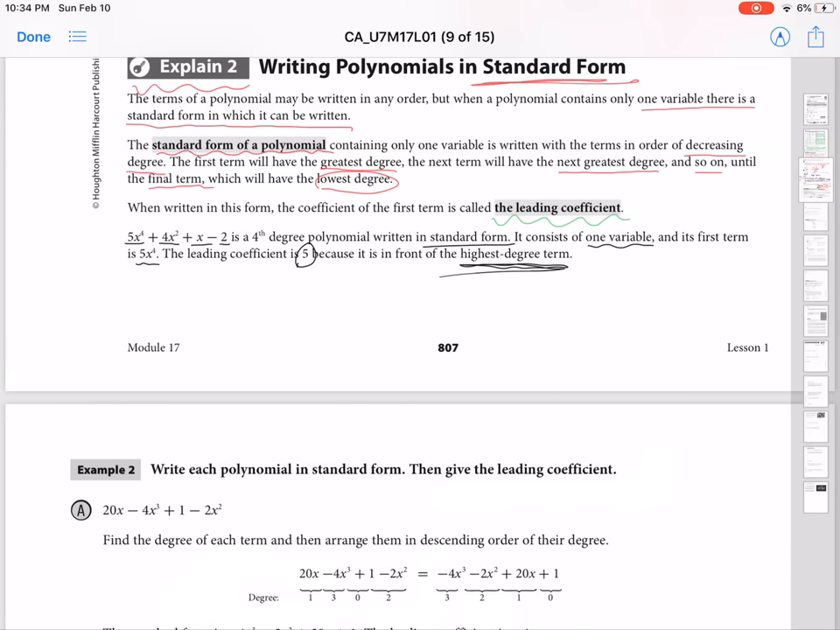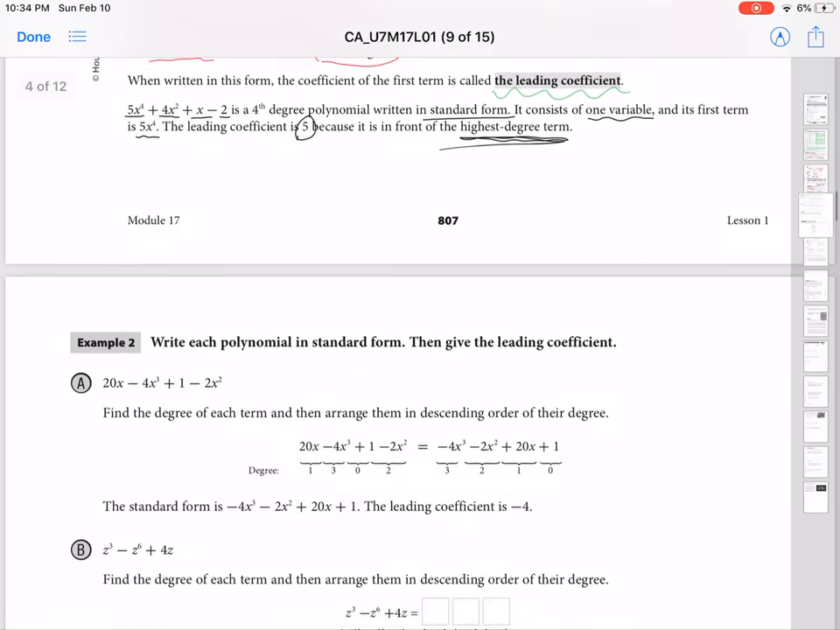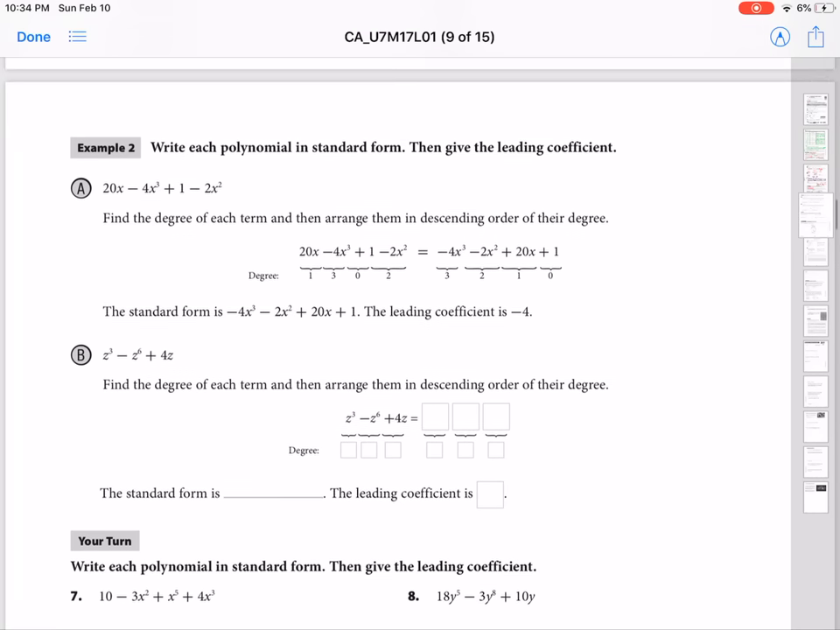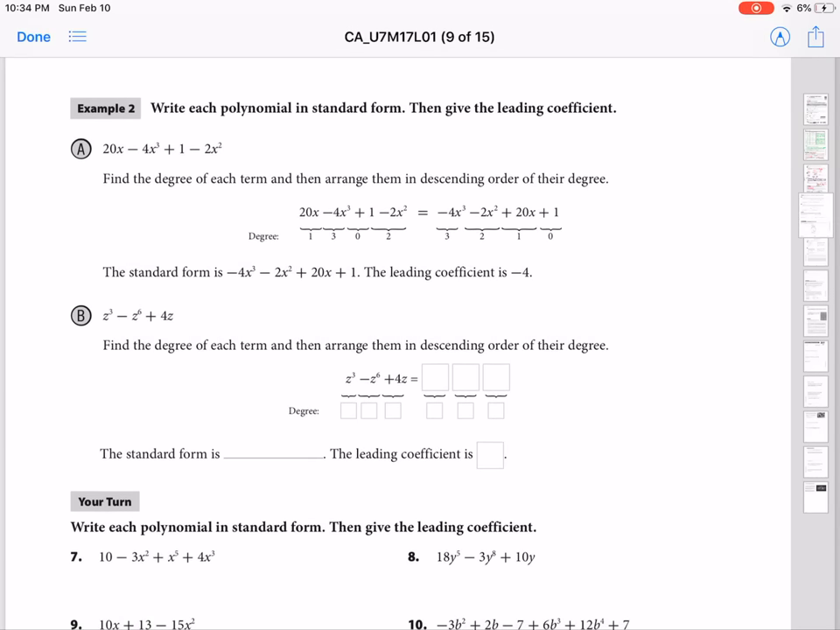Let's go ahead and give one of these a try. We're going to look at example number 2. Write each polynomial in standard form, then give the leading coefficient. For right now, I just want you guys to watch. Find the degree of each term and then arrange them in descending order of their degree. So 20x minus 4x cubed plus 1 minus 2x squared.